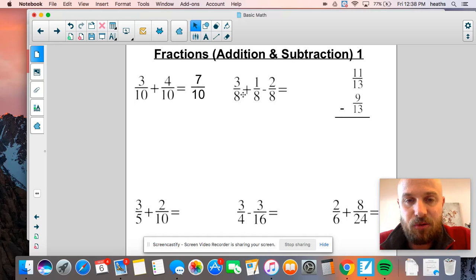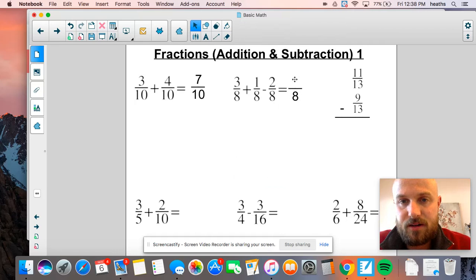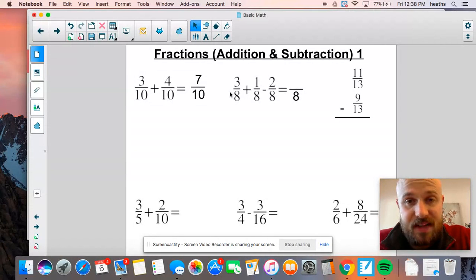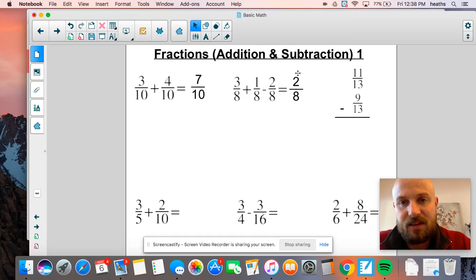So if we're working with 3/8, 1/8, and 2/8, it's pretty clear that we are working with eighths. So I am going to put 8 down there because we're working with eighths. And I'm going to make our fraction bar like so. There we go. All right, and then we're going to do 3 plus 1, because remember, we're just adding or subtracting our top numbers if our denominator is the same. So 3 plus 1 is going to give me 4. And then 4 minus 2 is going to give me 2. So our final answer will be 2/8.